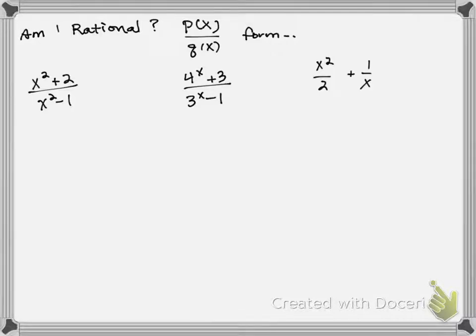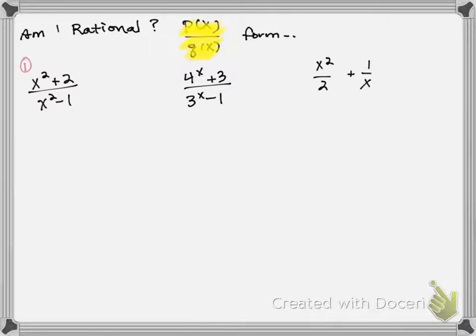Here are a few examples of determining whether or not the given functions are rational functions. So if you recall, rational functions are in the form p of x over q of x, where p and q are polynomials, where the powers are counting numbers. There's no variable exponents, there's no square roots, that kind of thing. So if we look at this first one, we'll go here.